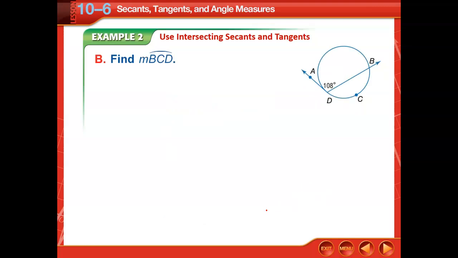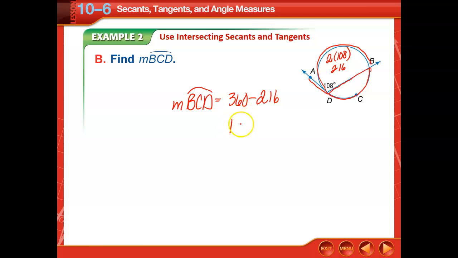Now here I'm looking for the arc BCD. I have this angle that I got when I took half of DAB. I took half of DAB and I got 108. So if I double 108, that would give me this arc DAB, which is 216. And then remember, all the way around is 360. So the measure of arc BCD is 360 minus the 216. So watch those. If you're looking for an arc, it's going to be double. If you're looking for an angle, you're looking for half. So I get 144.